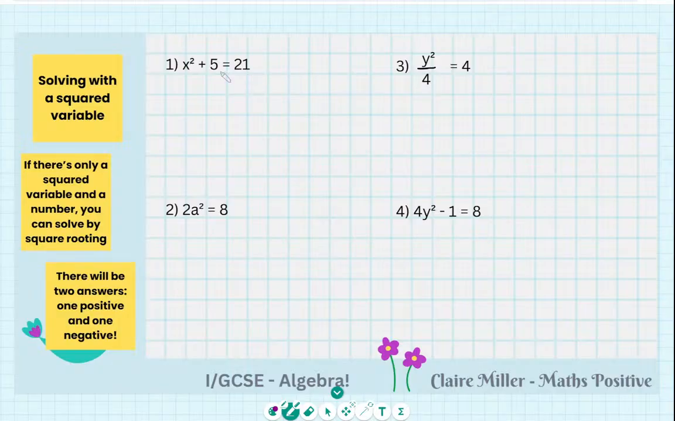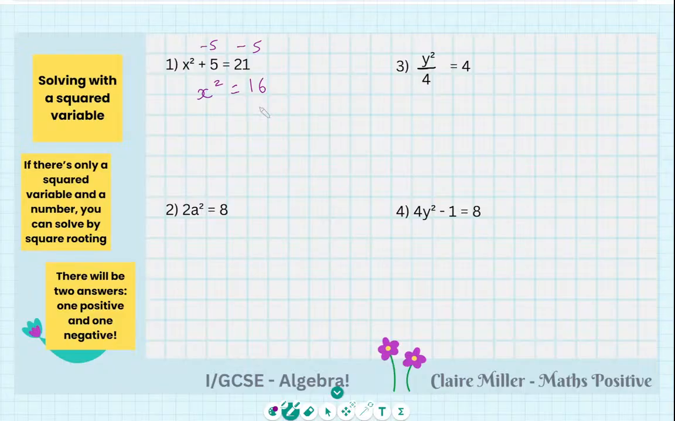The only difference is right at the very end, we're going to get the x squared term on its own, and then we're going to square root it. So let's do it. So we're going to try and get the x squared term on its own. We're going to do that by taking 5 off each side first. That means x squared equals 21 take away 5. What's 21 take away 5? So that's going to be 16, right? And then we're going to square root.